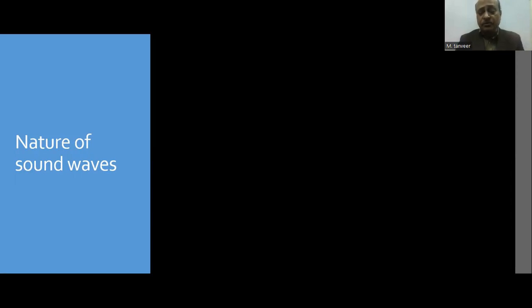So the nature of sound wave is longitudinal. Longitudinal is a mechanical wave which requires a medium for its propagation. Mechanical waves. What are mechanical waves? Such types of waves which require a medium for their propagation. Without a medium, sound waves cannot travel from one place to another place.